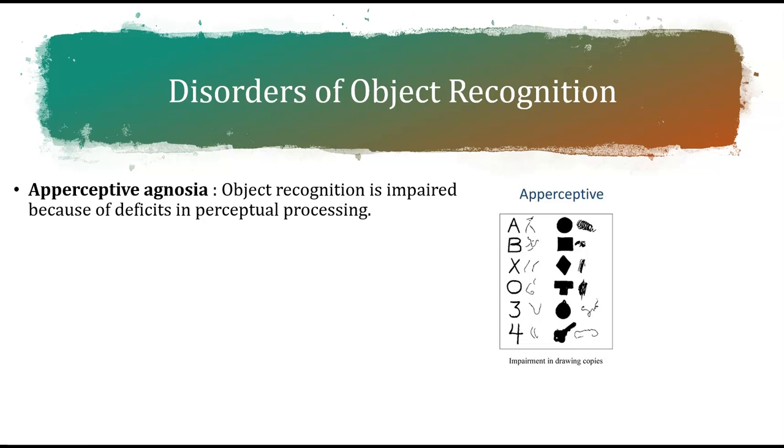There are substantial differences among patients with visual agnosia in the specific problems they have with object recognition. One form of impairment in object recognition is called apperceptive agnosia. Patients with apperceptive agnosia have impaired object recognition because of deficits in perceptual processing. So if we ask these patients to copy some very simple images on a piece of paper, like we see from this picture, they will not be able to do so.